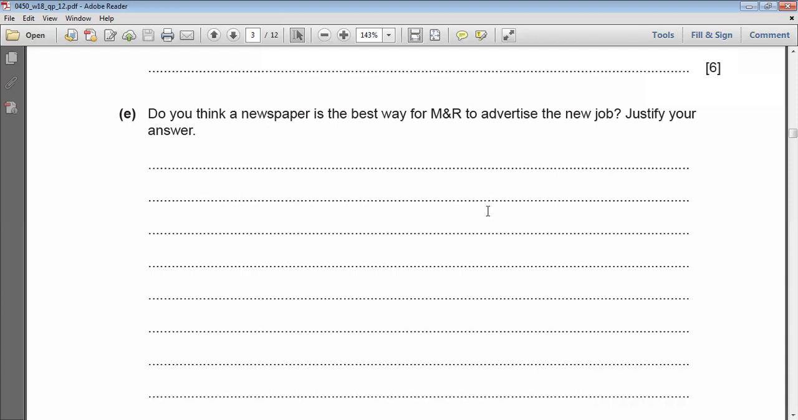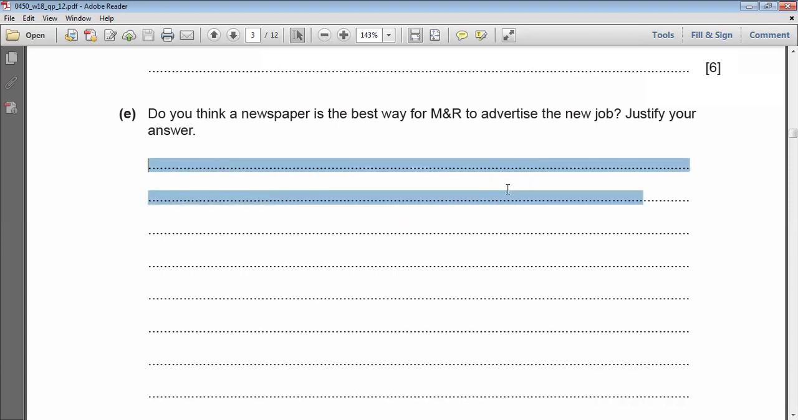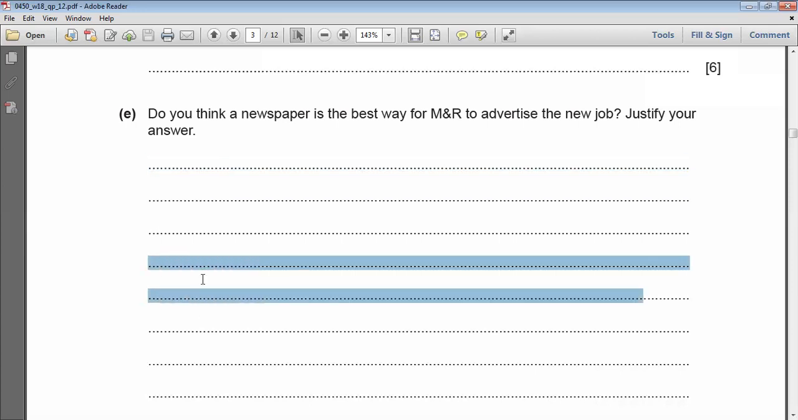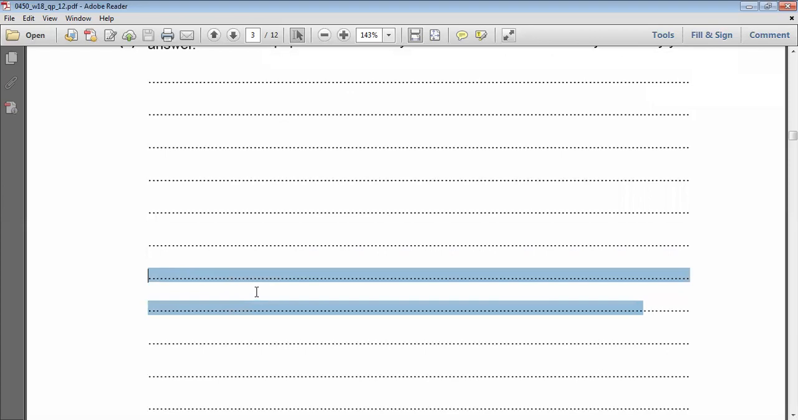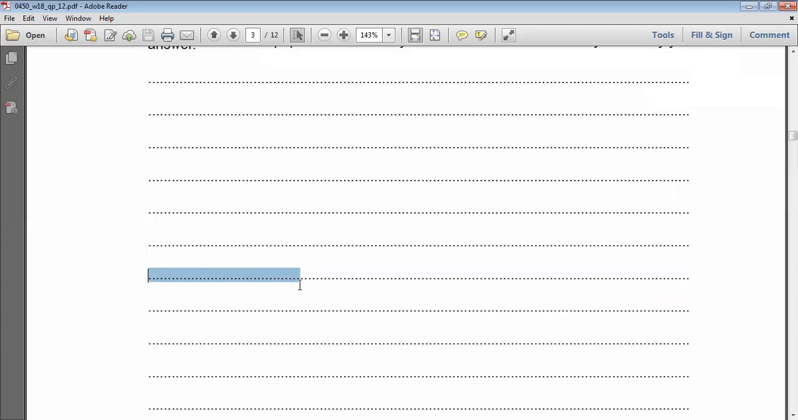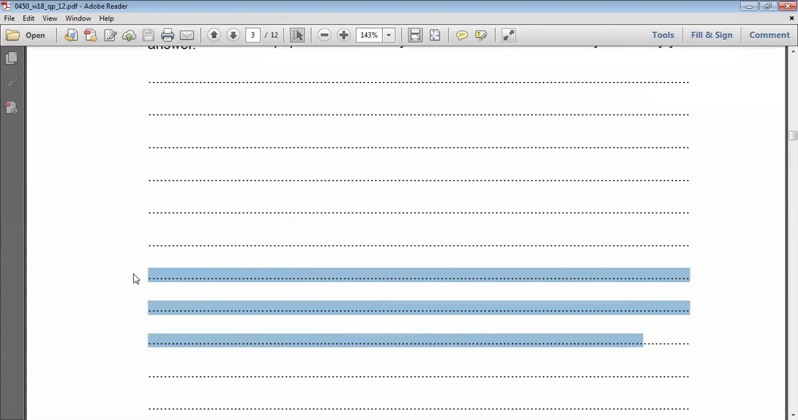That's a non-business student. If we are a business student, you should present two sides. Yes, newspaper is the best way because, and explain your argumentation in this part. Second part, I don't think that newspaper is the best way because, and explain again your argumentation. And the last part, in my opinion, or based on that, I think that newspaper, you have to decide now. Is it the best or not?